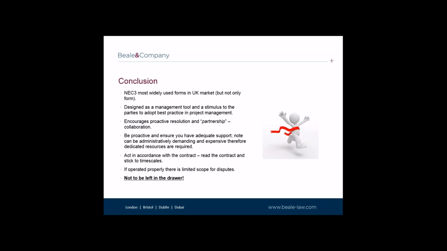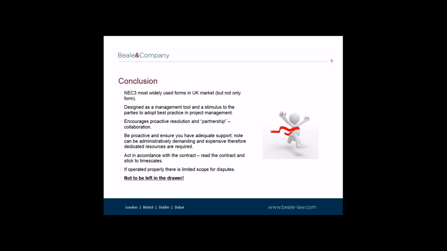By way of practical comments, we advise our clients to be proactive and ensure that they administer the contract correctly. Clients will need to have adequate support and be able to resource the demanding provisions appropriately. This may mean employing dedicated resources, such as a project manager on particular projects, in order to manage the early warning and compensation event regime, for example.